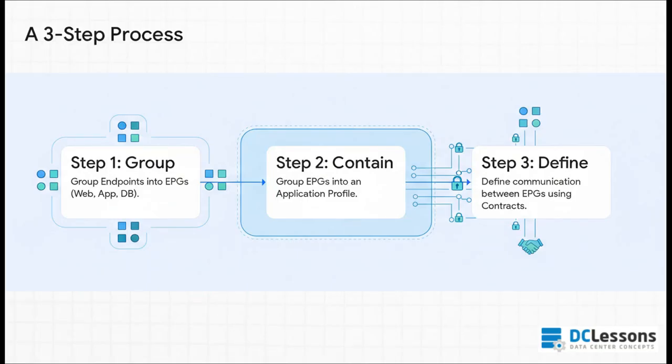So to wrap it up, it's a really simple but powerful 3-step process. Step 1, group your similar servers and services into EPGs. Step 2, put those related EPGs inside an application profile. And step 3, use contracts to spell out exactly how they're allowed to talk to each other.